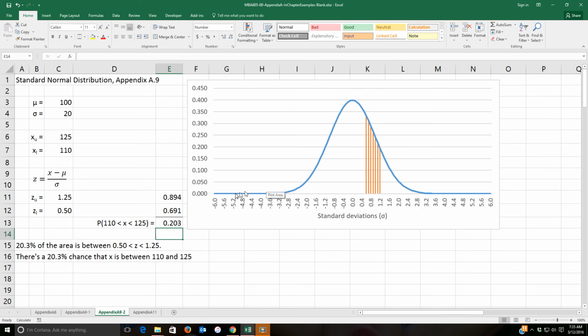We know that norm.s.dist will return the area under the curve to 1.25 standard deviation. So we calculate that first, gets us all the way out to here. Then we calculate the area under 0.5, which is an X of 110. That's the area to here. Then by subtracting this from this, the value that remains is the area under the curve between the two standard deviations. So 20.3% of the area is between 0.5 and 1.25. So there is a 20.3% chance that X is between 110 days and 125 days. That's how you find probabilities using the standard normal distribution in Excel.